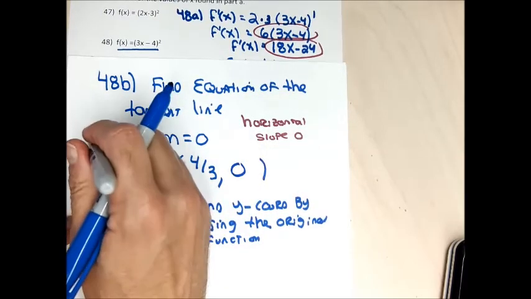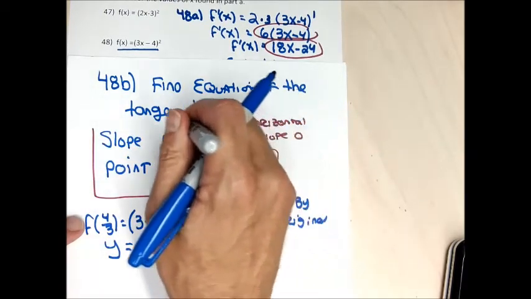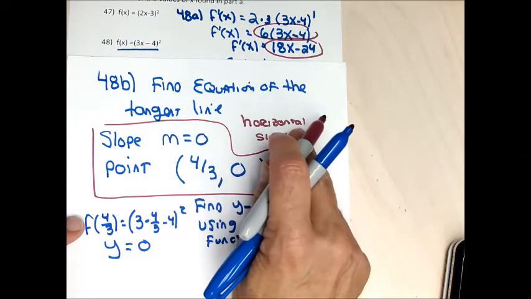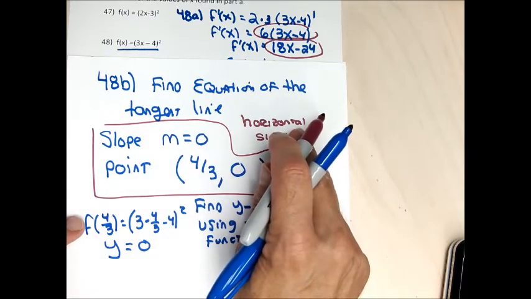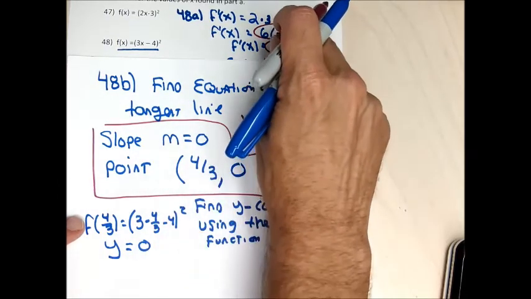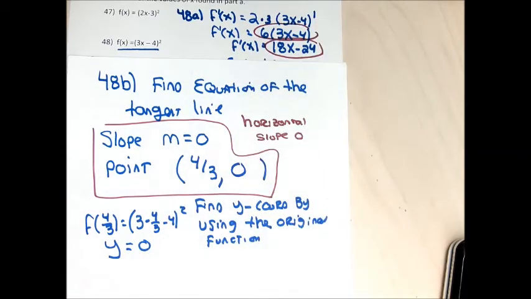Now I have a point and a slope. Slope is 0 because it's a horizontal line. I could have gotten the slope by taking 4/3 and plugging it in for x into the derivative. It still would give me the same 0. The algebra for part A gave me the x coordinate. Taking the x coordinate, plugging it into the original function gives me the y coordinate.